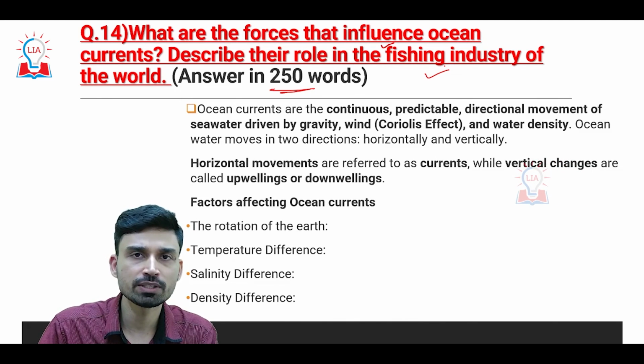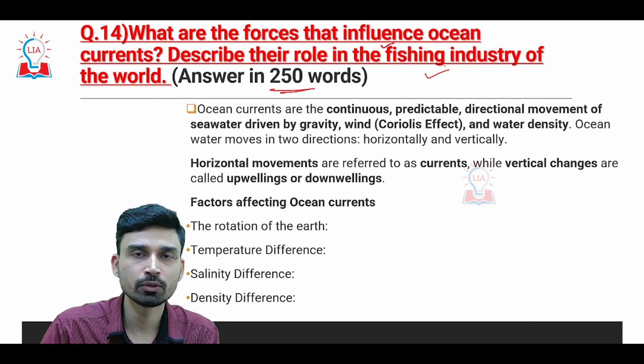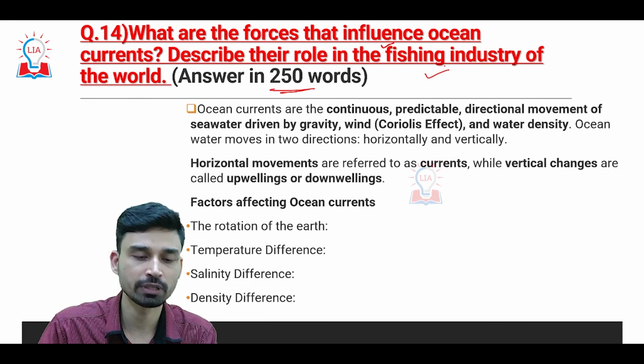Out of all the topics in oceanography, ocean current is the most important one. And if you look at 2018, 2017, 2016, in almost all three years we have had a similar kind of question asked.